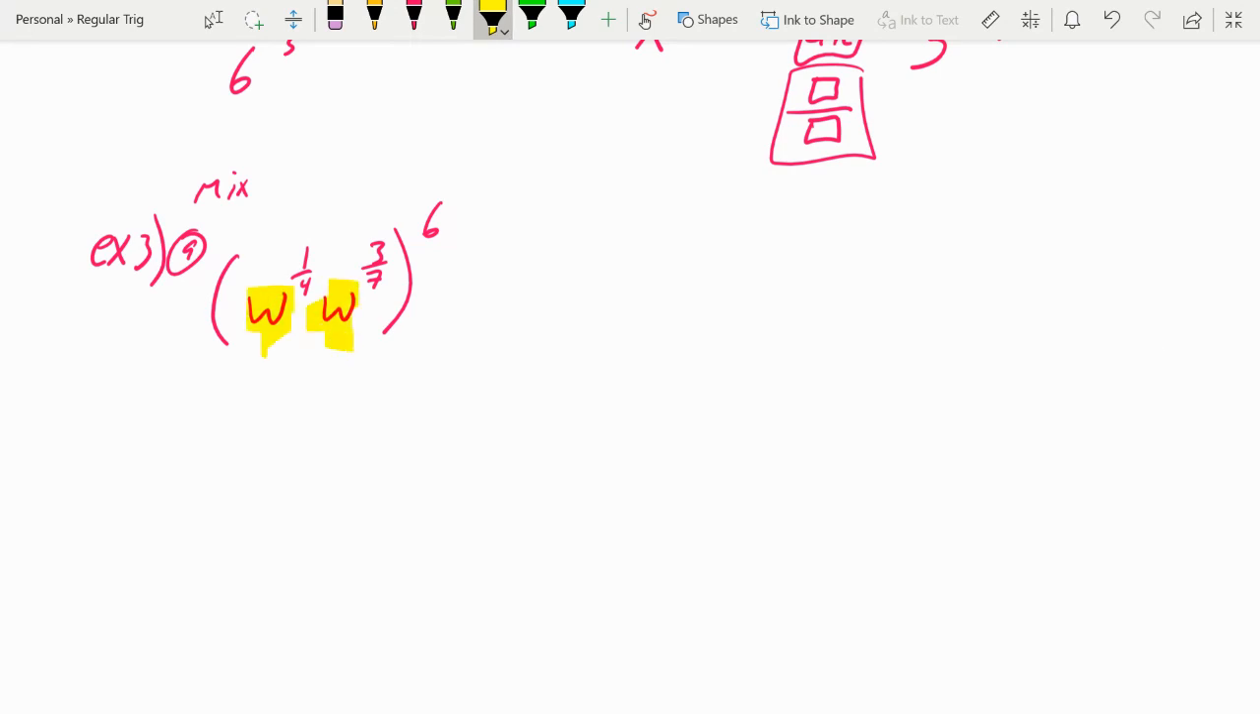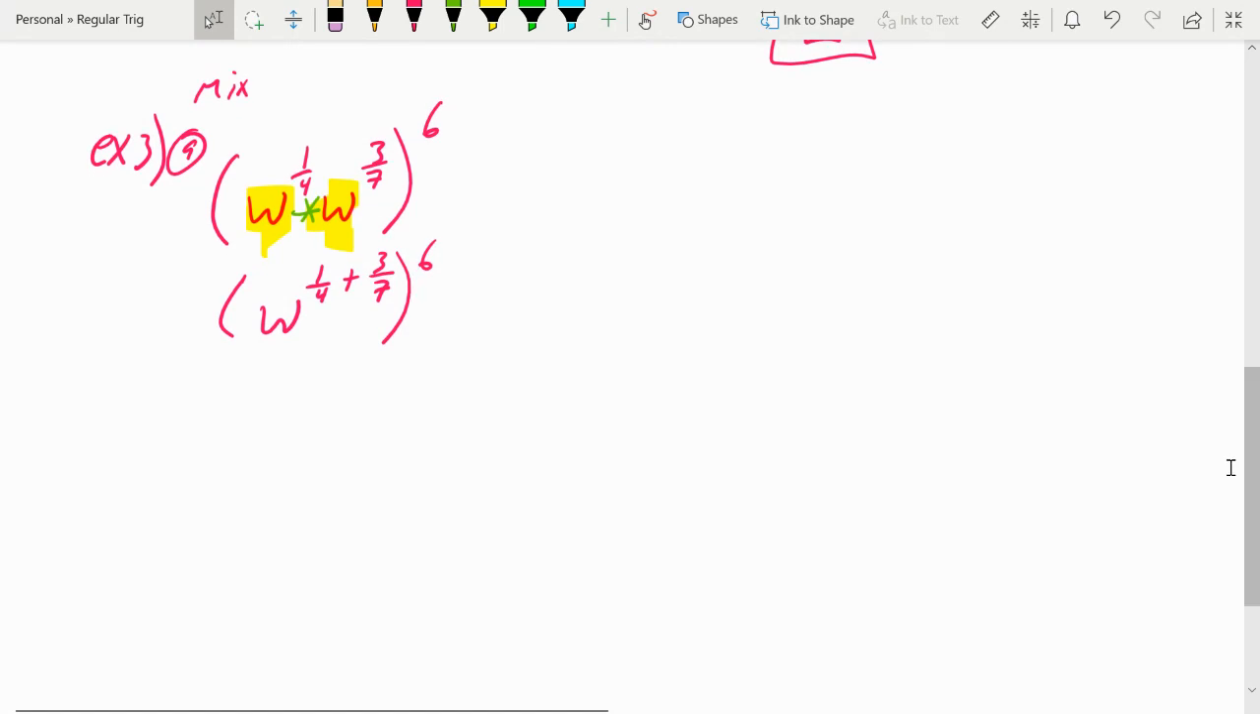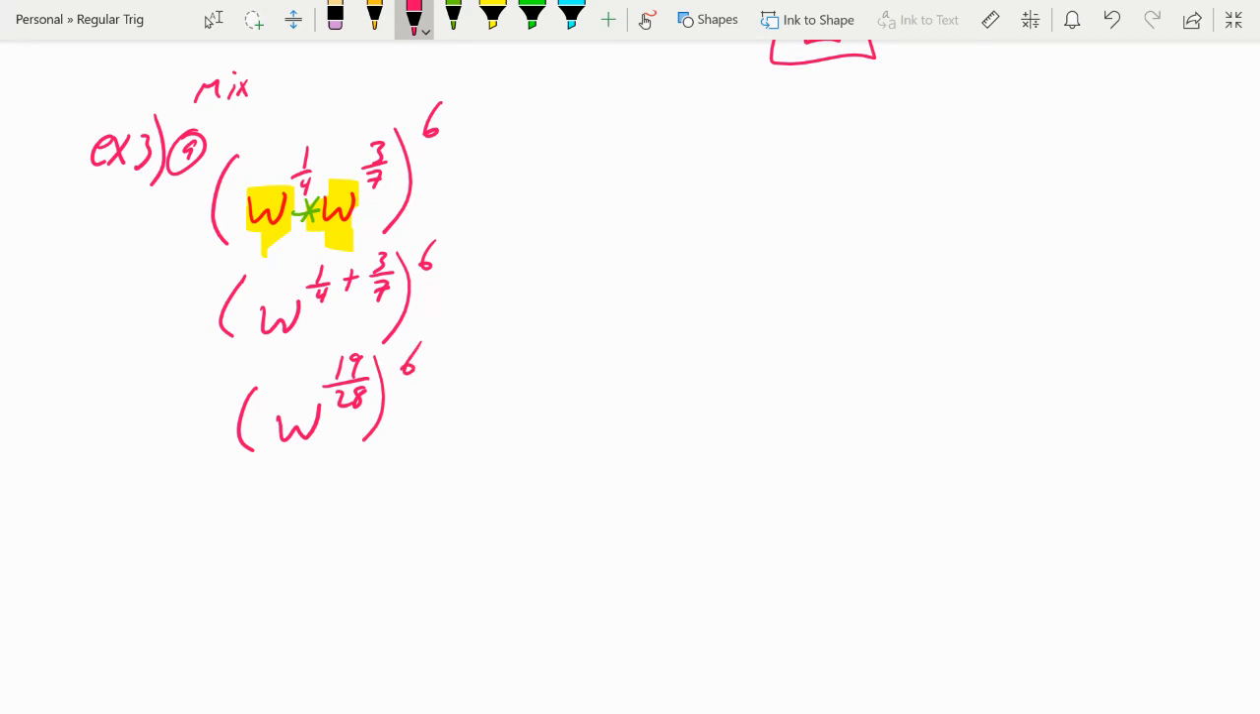Bases are the same. And remember, when you have two variables next to each other like that, we're lazy, but just know that you're actually multiplying. Okay? So when you multiply this out, remember what you do. You add the exponents. All right? I leave one of the variables alone. I get rid of one of those variables, and I just add the exponents. So 1/4 plus 3/7, we end up with 19 over 28. Raised to the 6th power. Yeah, I know it's a funky number, but that's what happens when you're making it up.